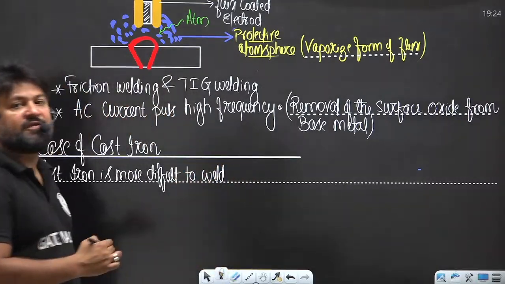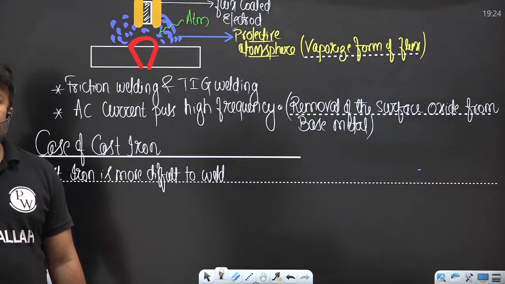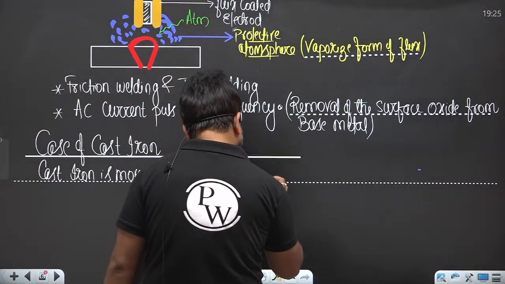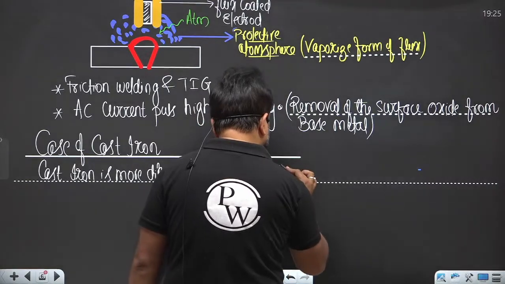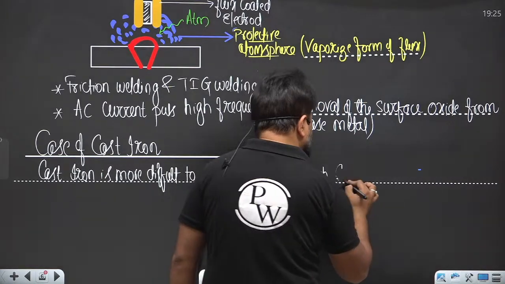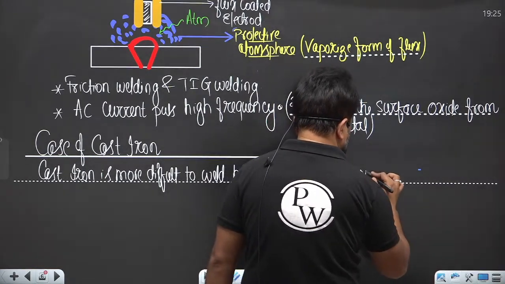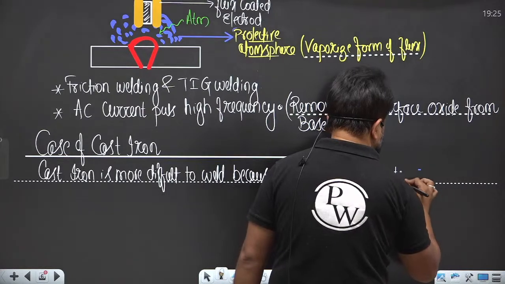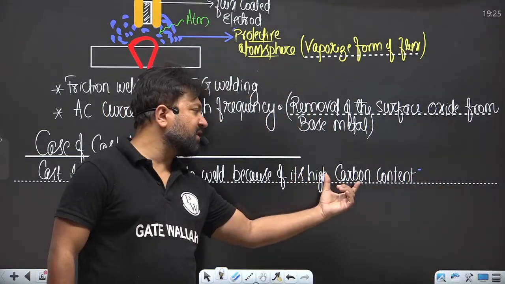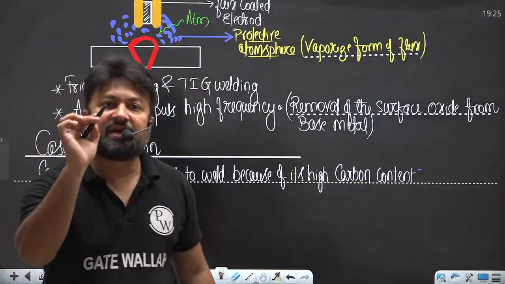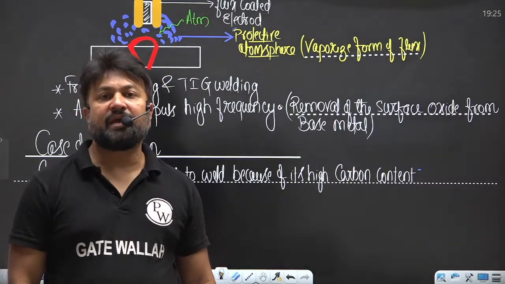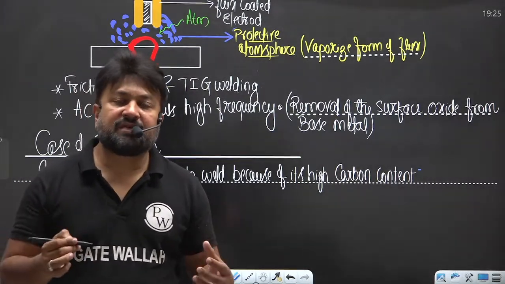Okay, it is more difficult to weld. Why? It is more difficult to weld because of its high carbon content. Now what happened? What happens if the carbon content is high? My dear, if the carbon content is high, then brittleness will become okay in the weld pool. Why? Because of the high carbon content.